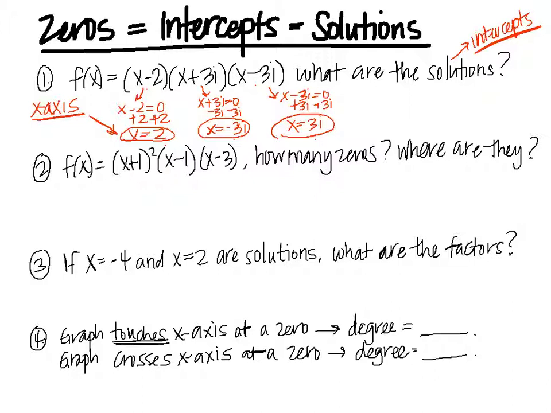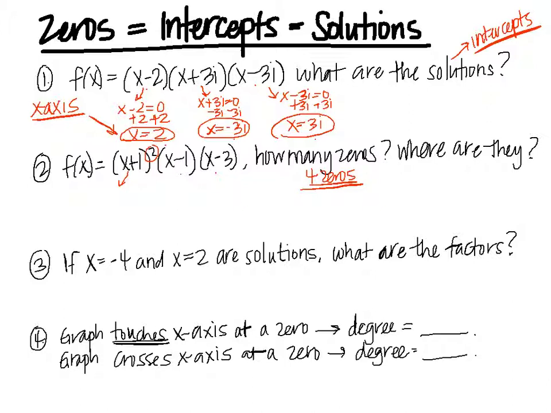Okay? As you look at question number 2, we've got x plus 1 squared, x minus 1, and x minus 3. Now, this squared is what we call a multiple 0. So as you're looking at this, this says there are two zeros here, a 0 with the x minus 1 and a 0 with the x minus 3. Therefore, there's a total of 4 zeros. One of them is a repeated 0, and so we're going to find that first.